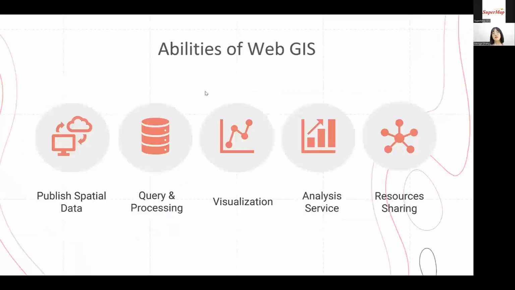So here, as I said before, with WebGIS, the first thing you can do is publish your spatial data so that others can have access to it. And they're not only able to see the data sets, they can also do queries or some digital processing on them, and they can also visualize. They can also select part of them and visualize them. And also, if you provide analysis services to them, then they can conduct spatial analysis on those data sets as well.